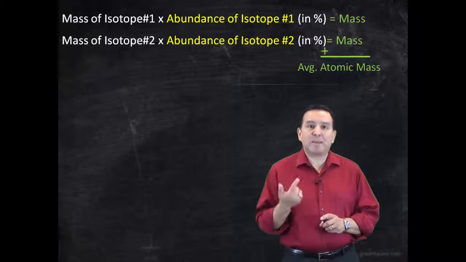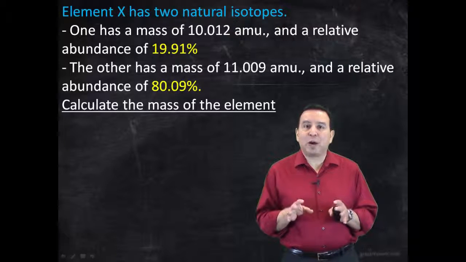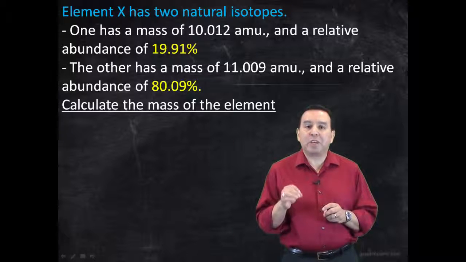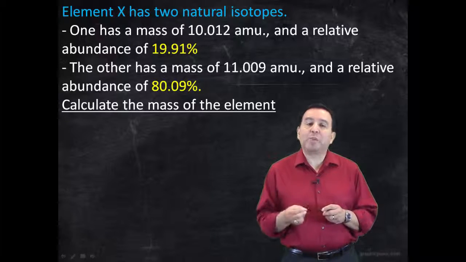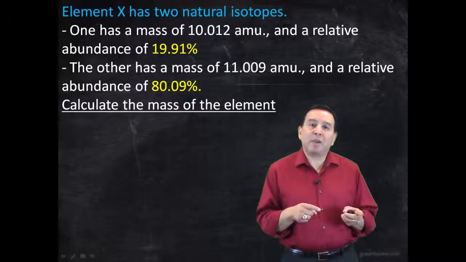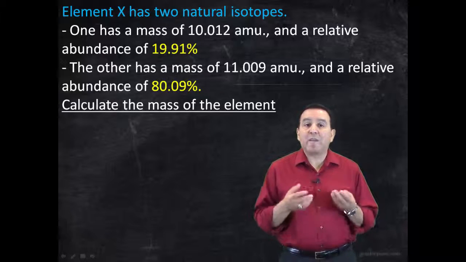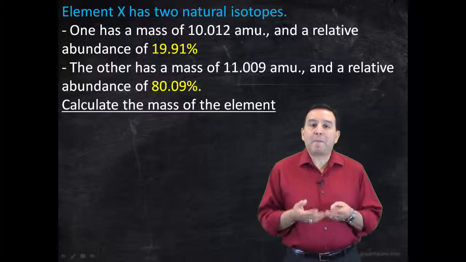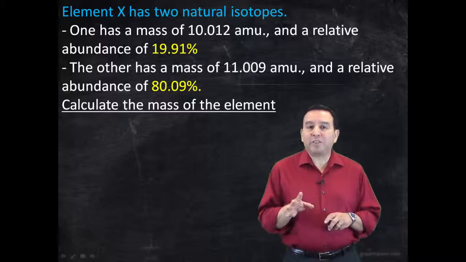So let's try a sample problem together. Element X has 2 natural isotopes. One has a mass of 10.012 atomic mass units and a relative abundance of 19.91%. The other isotope has a mass of 11.009 atomic mass units and a relative abundance of 80.09%. So let's calculate the mass of the atom. Solve this in your notes.